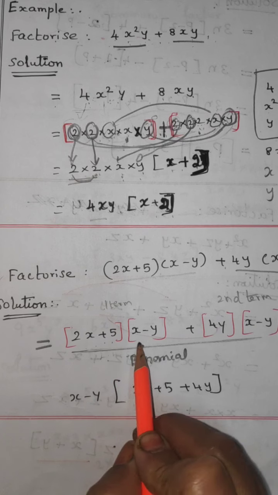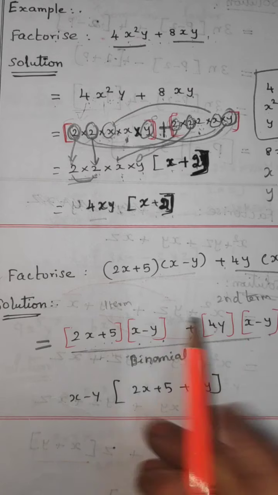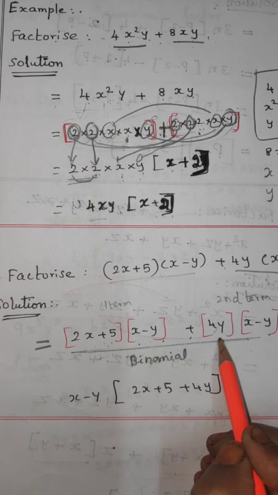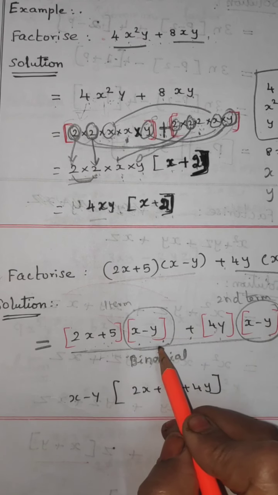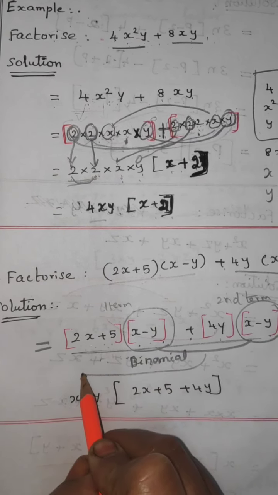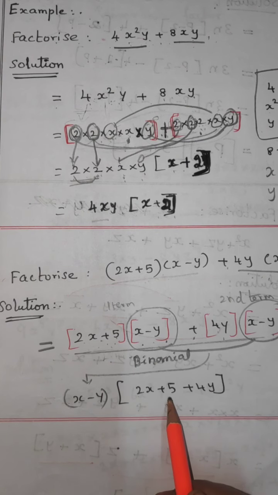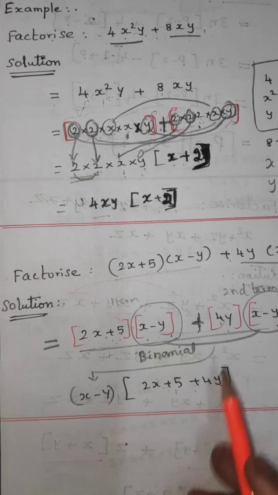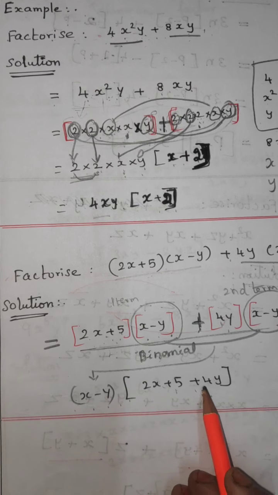2x plus y into x minus y plus 4y into x minus y. See the first term and the second term. Which one is common? 2x plus y is not in both, but x minus y is there in both. So these two x minus y, write as one x minus y first. After that, write it once only. Which one is not common? 2x plus y in the first bracket, and in between is the plus symbol. Which number is not common? 4y. Now the factorization answer is x minus y into 2x plus y plus 4y.